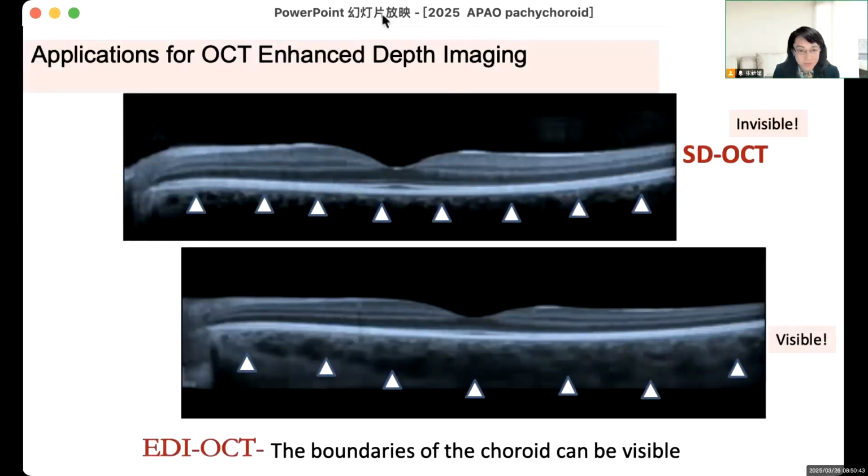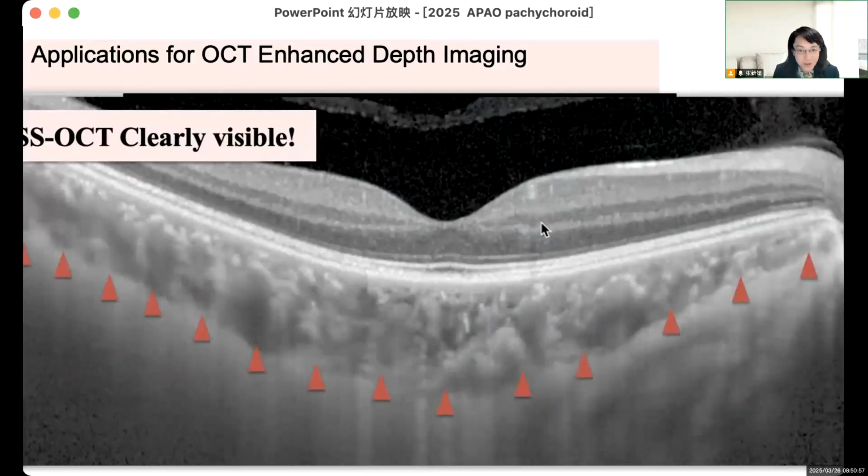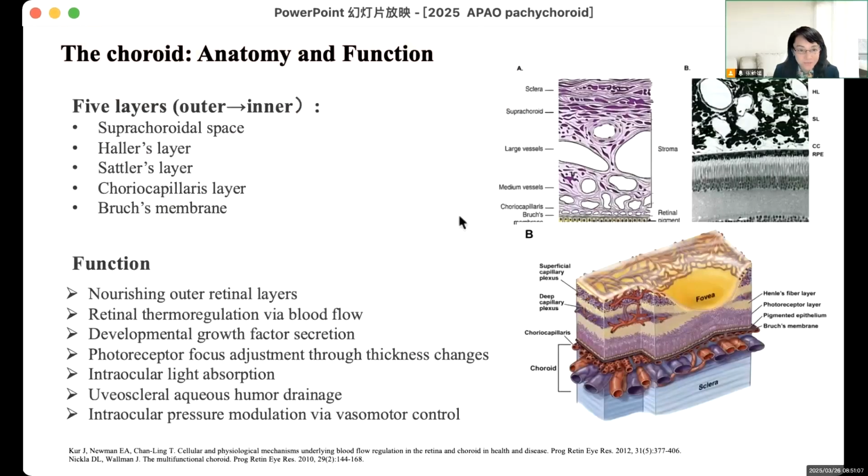The boundary between the choroid and the sclera has evolved from being invisible by TD and SD OCT, to being shown by EDI OCT, and finally to completely clear due to the upgraded SS OCT, which has made a significant advancement in depth and detailed visualization of the choroid.